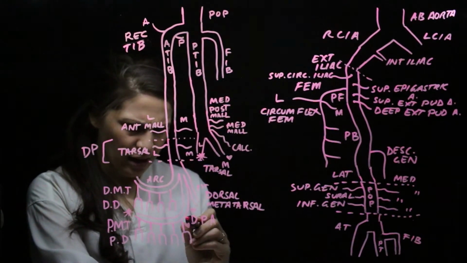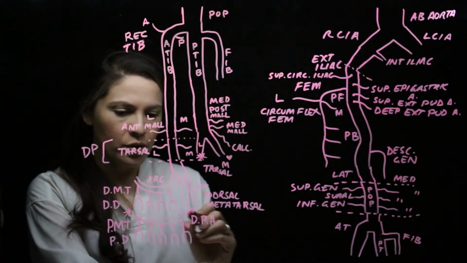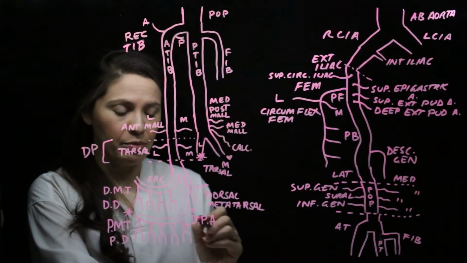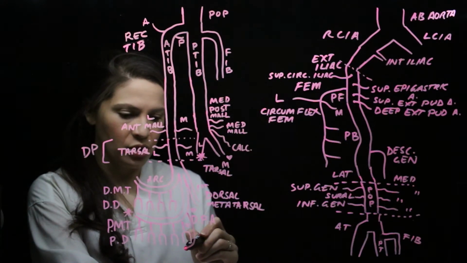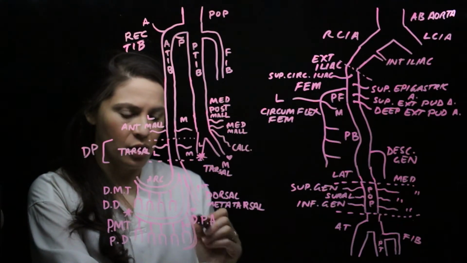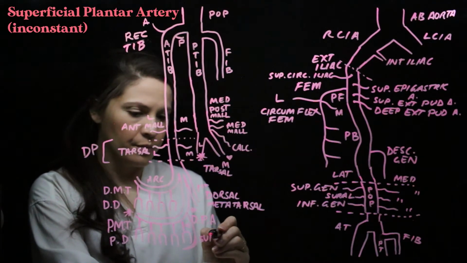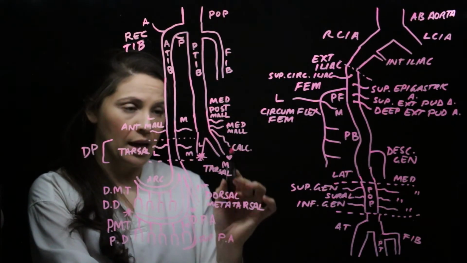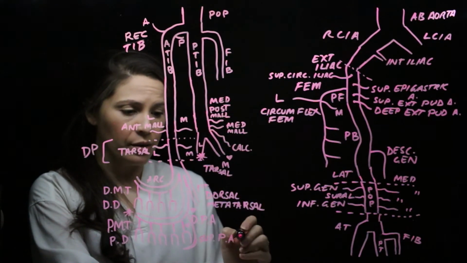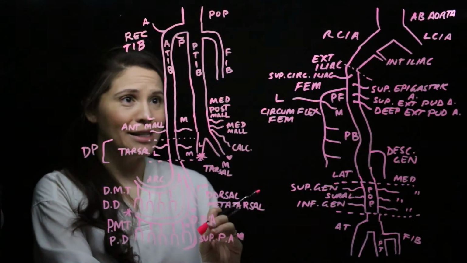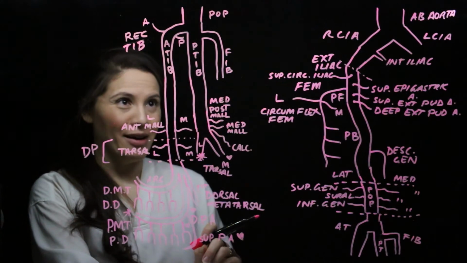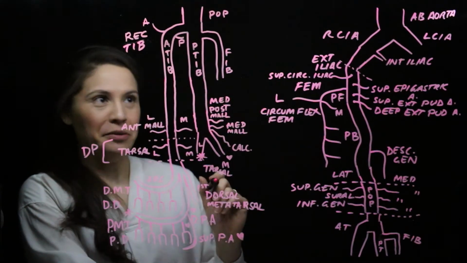Just to add in here, hopefully it'll fit, but also coming off your deep plantar, you have another branch which actually makes the superficial plantar artery. And you also get your medial tarsal arteries anastomosing with those vessels. So let's continue on with the fibula. If we have space, we will make it fit.